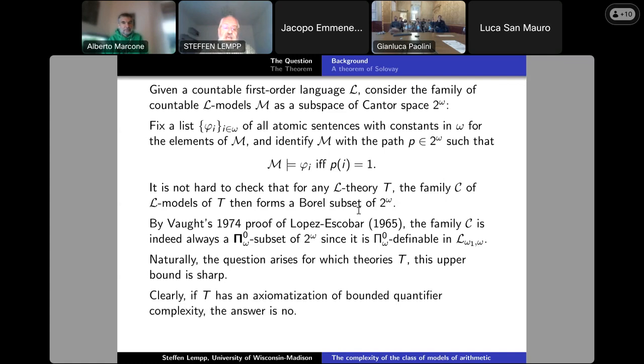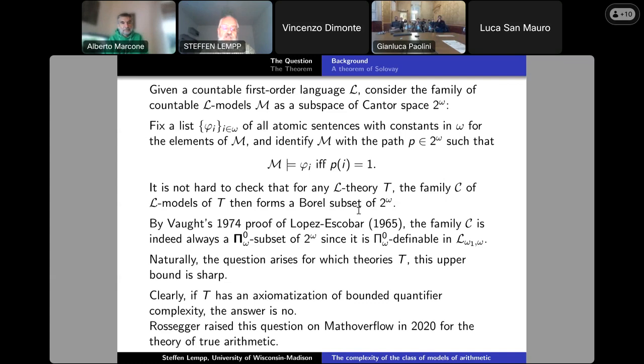So, of course, if T has an axiomatization which has bounded quantifier complexity, then the answer must be no, right? I mean, this is obvious because in that case, it's going to be pi zero n for some n, whatever the bound on the quantifier complexity of the axiomatization is. So Dino raised this question for the theory of true arithmetic. And in fact, he publicly did so on MathOverflow in 2020. You can look it up, and he got some reactions. Some people started thinking about it, but nothing happened for a while until he came to Madison last spring, and we started thinking about it a little more seriously.